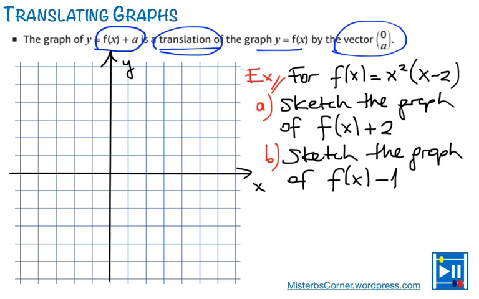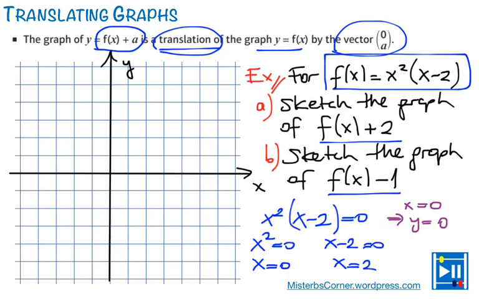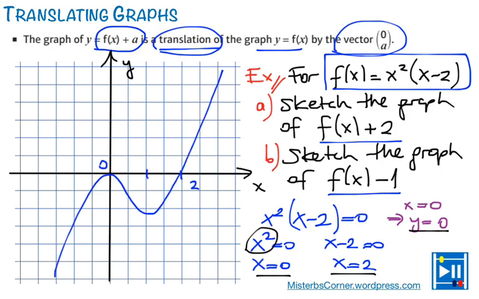For f of x equals x squared times (x minus 2), sketch the graph of f of x plus 2 and f of x minus 1. First, let's start with the original graph. So the roots are 0 and minus 2, and there is a double root, and the y-intercept is 0 as well. Hence, the graph of f of x will be something like this.